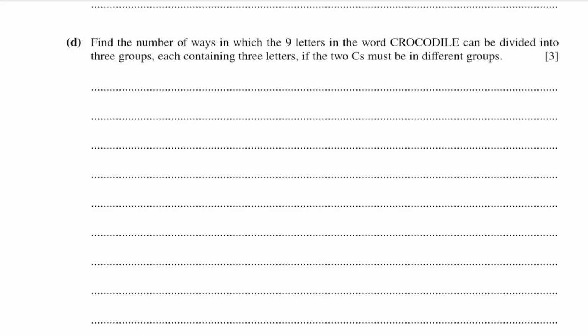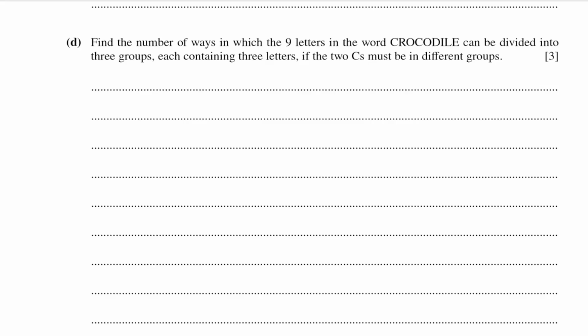Okay, so let's take a look at this tricky combinations question from AS level statistics. Find the number of ways in which the 9 letters in the word crocodile can be divided into 3 groups, each containing 3 letters, if the 2 C's must be in different groups.